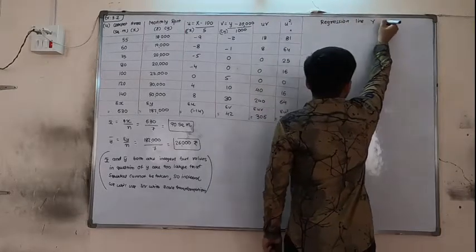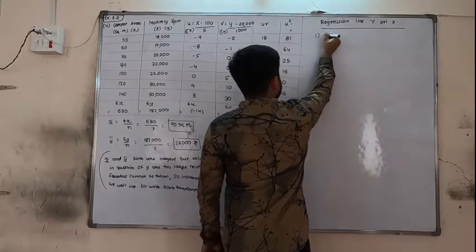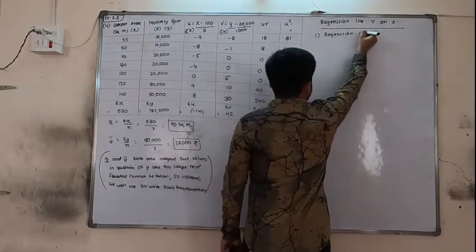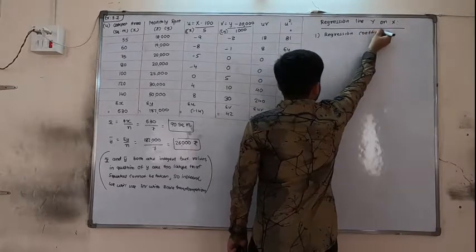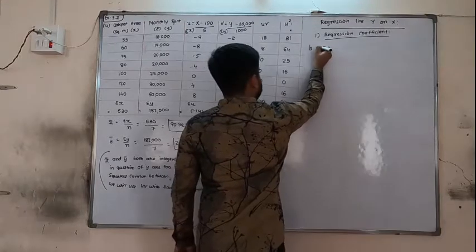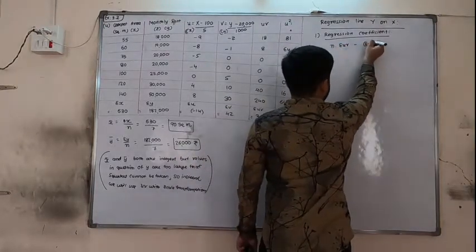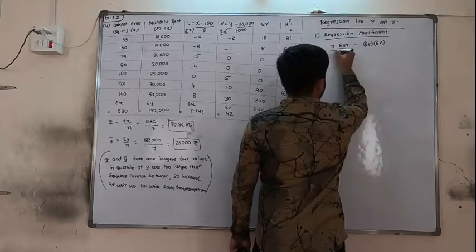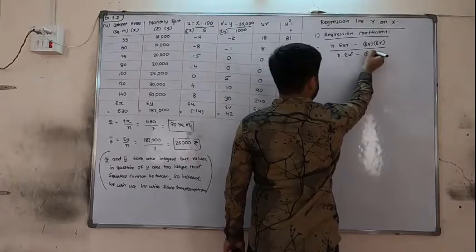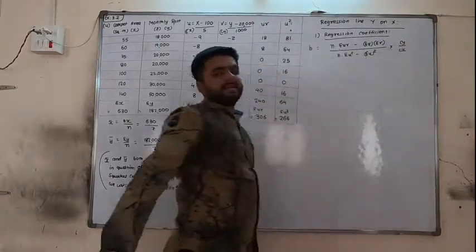Regression line y on x. First step, regression coefficient b is equal to n into sigma uv minus sigma u multiply sigma v, divided by n into sigma u square minus sigma u whole square, multiply cy upon cx.